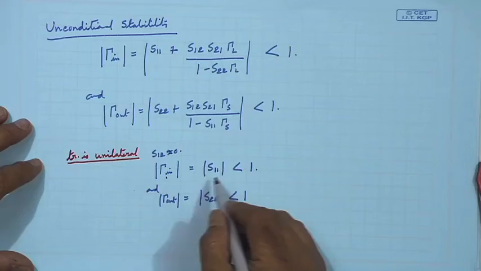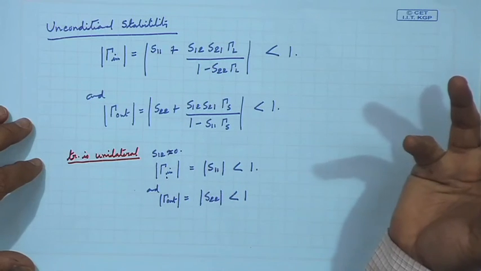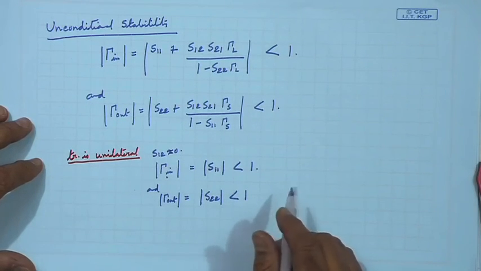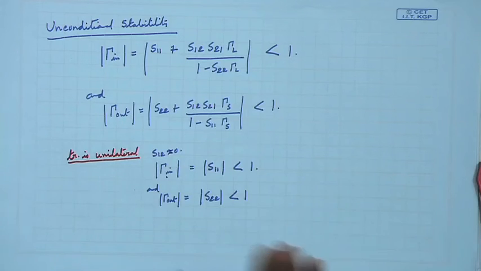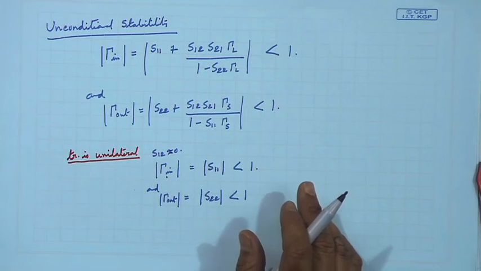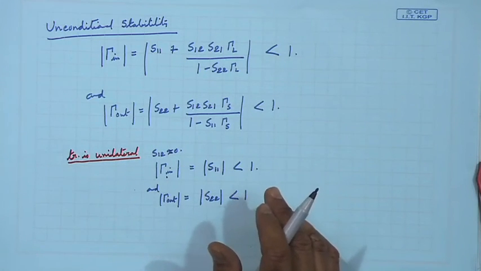If I find that S11 is greater than 1 or S22 is greater than 1, then I will be worried and I will have to do something more. That something more is called the stability circle. I need to get a Smith chart and put some stability circles on it.